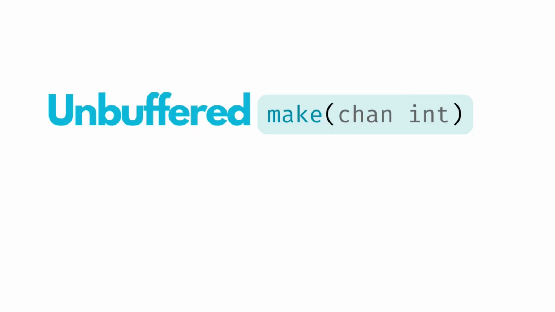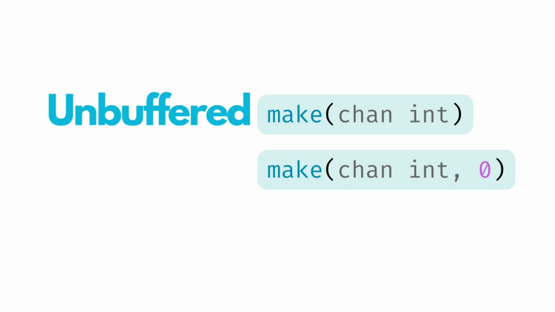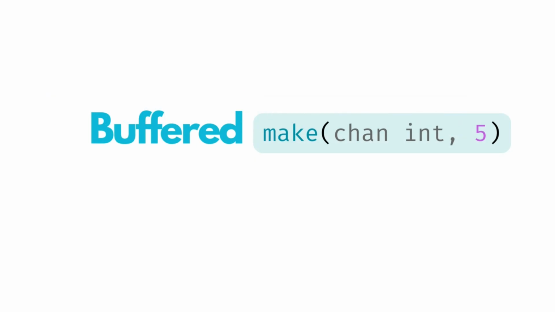To make an unbuffered channel, we can use a construct like this. This is the same as passing 0 as the length of the channel. The only difference that the buffered channel brings is the non-zero length of the channel.